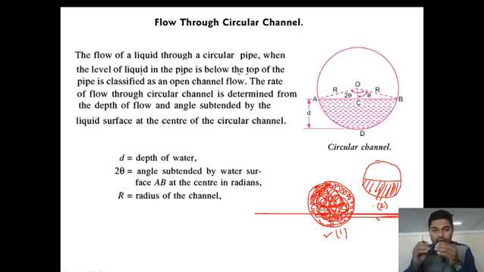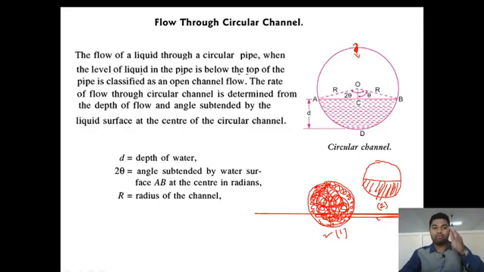How can we distinguish the flow through a circular channel? The flow of a liquid through a circular pipe when the level of the liquid in the pipe is below the top of the pipe is classified as open channel flow. Now, if you look at this, this is the top of the figure. The water level is not touching this top position of the circular channel. So, that is the definition: when the level of liquid in the pipe is below the top of the pipe, it is classified as open channel flow.